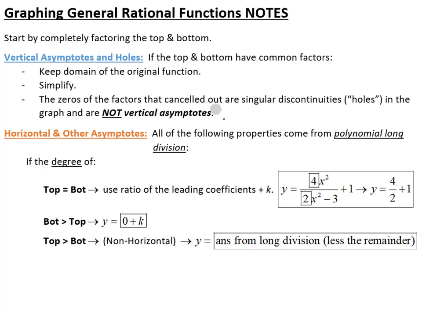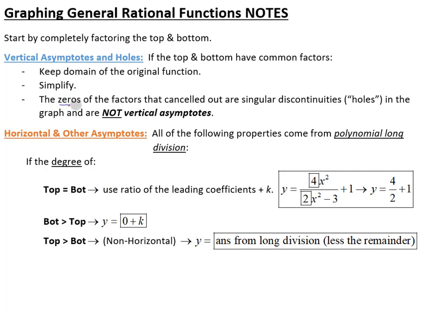So to identify when we have vertical asymptotes, if we do, and or what's called a hole, we're going to look at the factors in the top and bottom. If the top and bottom have common factors, factors we can cancel out, we're going to keep the domain of the original function. Remember, we did that all along. We can simplify it before we graph it, which is nice.